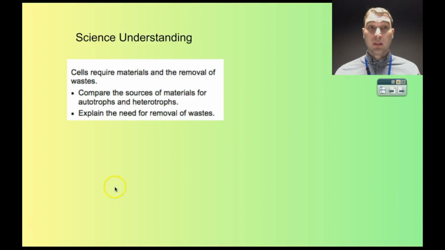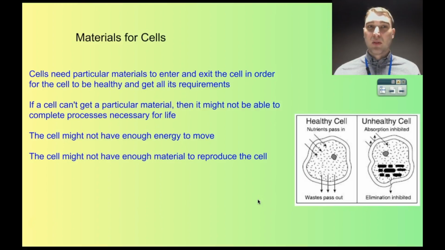So the science understanding we're looking at: cells require materials and removal of wastes, compare sources of materials for autotrophs and heterotrophs, and explain the need to remove wastes. So cells need material to do their job.